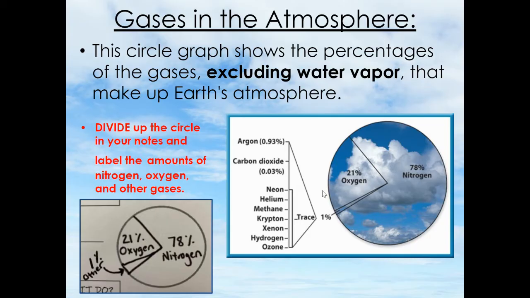So you have a circle on your notes, and this shows the percentages of what the gases are. It does not include the water vapor that's also mixed in the atmosphere. Right now, please divide up the circle in your notes and label the amounts of nitrogen, oxygen, and other gases. Pause here as needed.